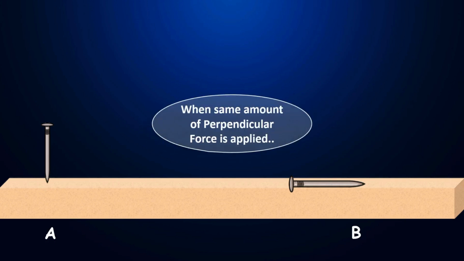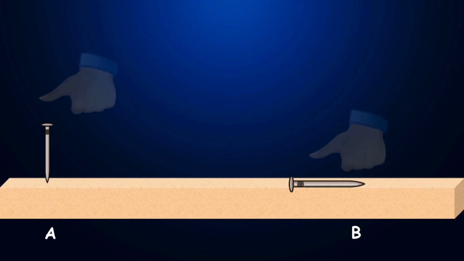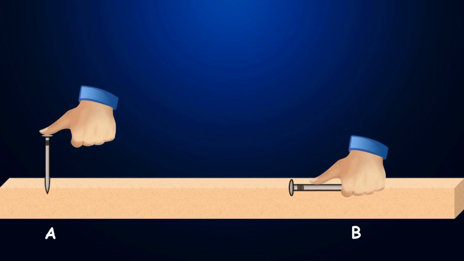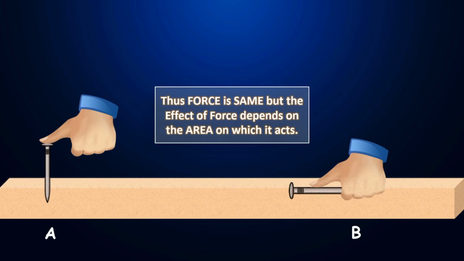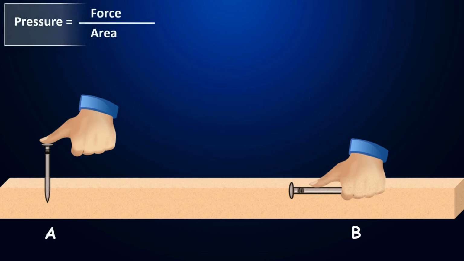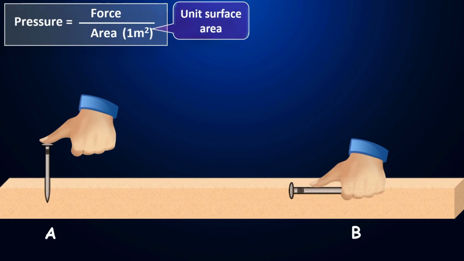When the same amount of perpendicular force is applied, the pin at point A goes deeper than at point B. Thus, the force is the same, but the effect of the force depends on the area on which it acts. So pressure is equal to force divided by area, that is per meter square, the unit surface area.